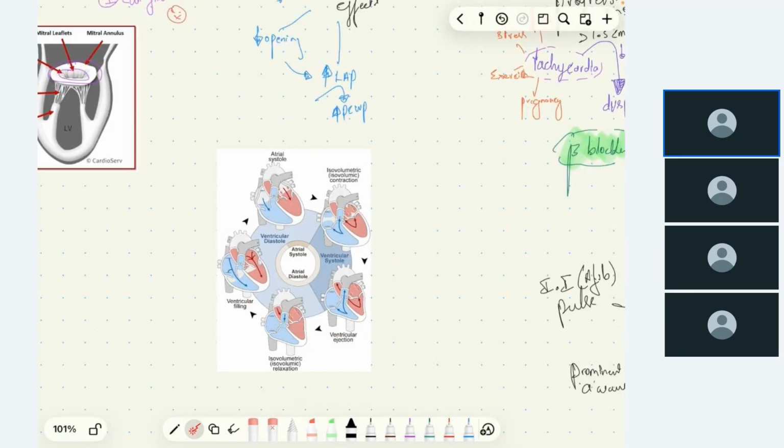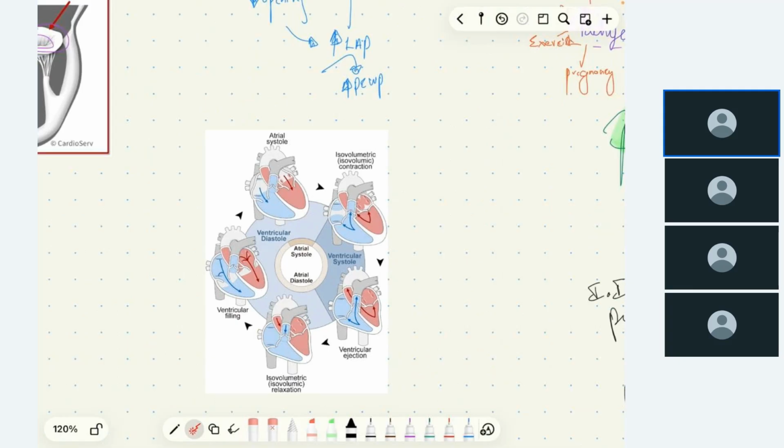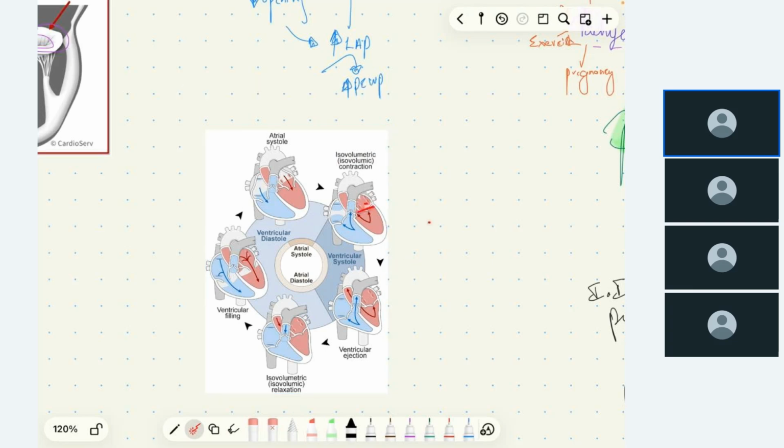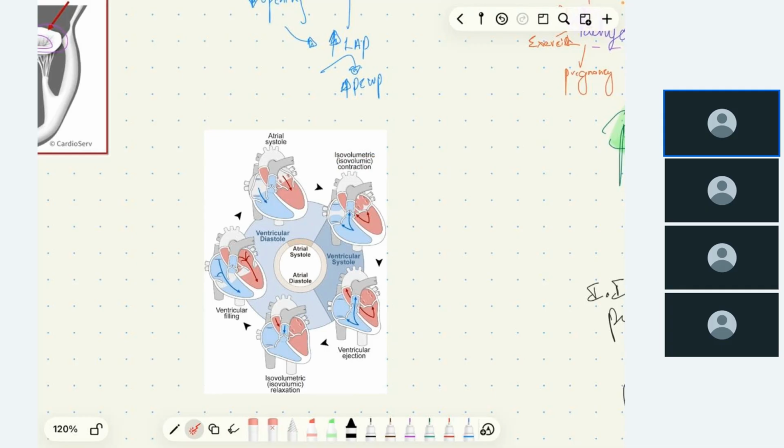We all know the end of diastole starts with atrial systole, which is responsible for the push of blood from atria to ventricle. After atrial systole, we have isovolumetric contraction. During isovolumetric contraction, both the AV valve, that is the atrioventricular valve, and the aortic valve and pulmonary valve will be closed. The heart will be contracting in a closed chamber, so it's called isovolumetric contraction. After this, there will be opening of the aortic valve leading to efflux of blood.